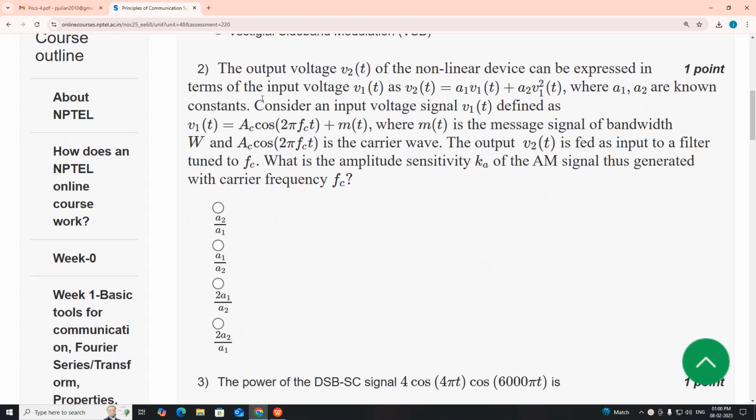Second one: they have given the input-output relationship between V2 and V1 as V2 = A1 V1 + A2 V1 squared, where A1 and A2 are known constants, and the input V1 is V1 = Ac cos 2πfc t + m(t), where m(t) is the message signal of bandwidth W and Ac cos 2πfc t is the carrier wave. The output V2 is then fed to the band pass filter, which is tuned to fc. What is the amplitude sensitivity Ka of the AM signal generated?